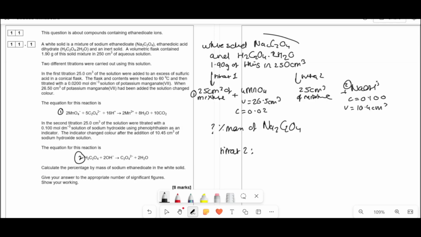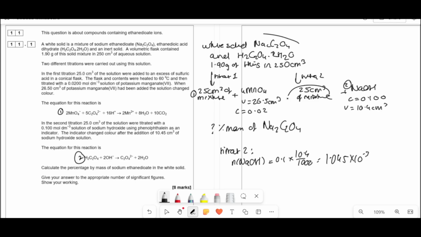So if I look at titration 2 first, I know that there's 2 OH minuses, which has come from here. So I know that however many moles of NaOH is going to be half as many of them. So if I work out the moles of NaOH, it is going to be its concentration, 0.1, times the volume, 10.4 over 1,000, which gives you 1.045 times 10 to the minus 3. But I can see they're in a 2-to-1 ratio here, right?